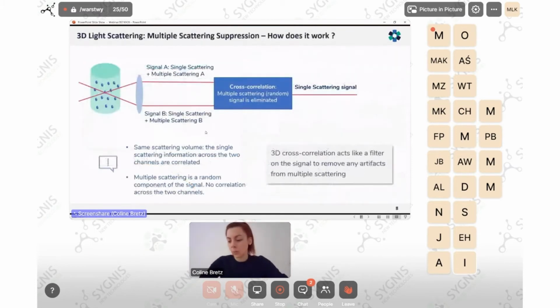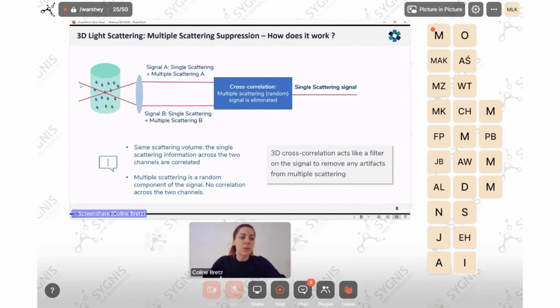To solve this problem, LS Instruments has created a technology called modulated 3D dynamic light scattering, which is an improvement of an already existing technique that was invented in the 90s, which is called 3D light scattering. And what we do is that we suppress multiple light scattering with this technique. Allow me to explain how this works.